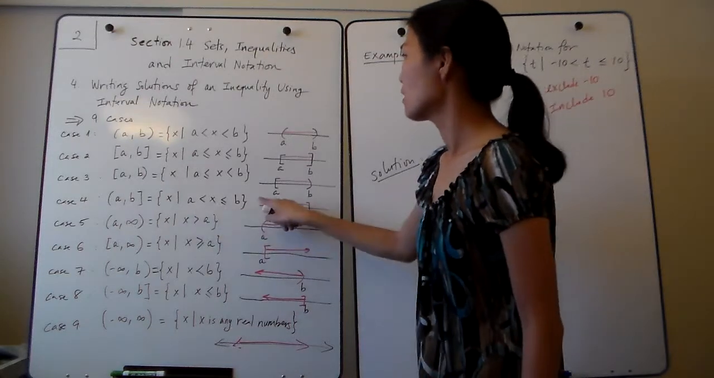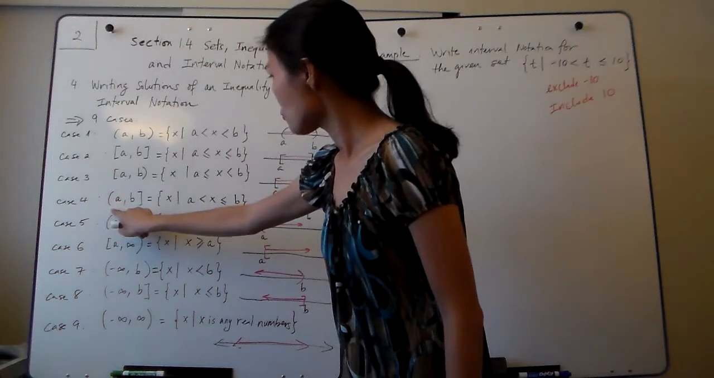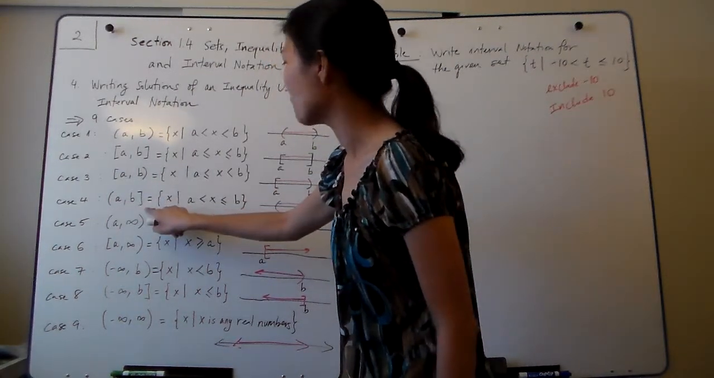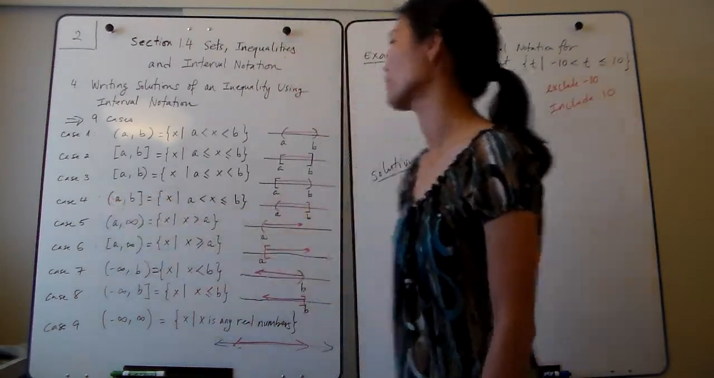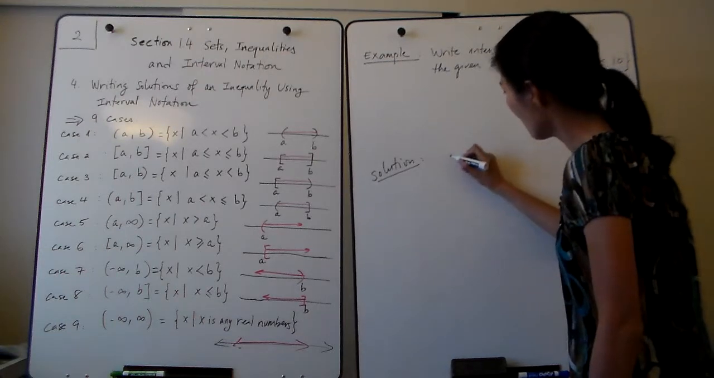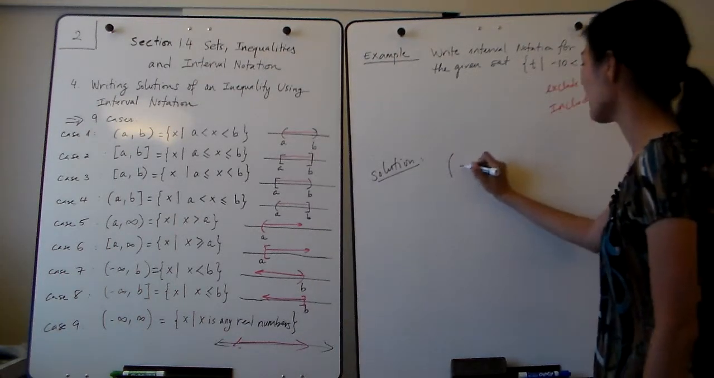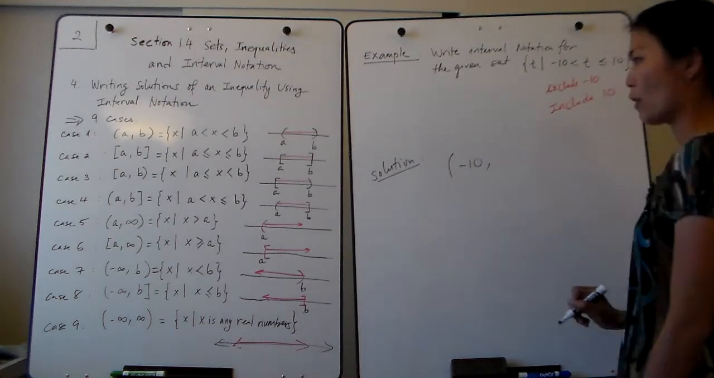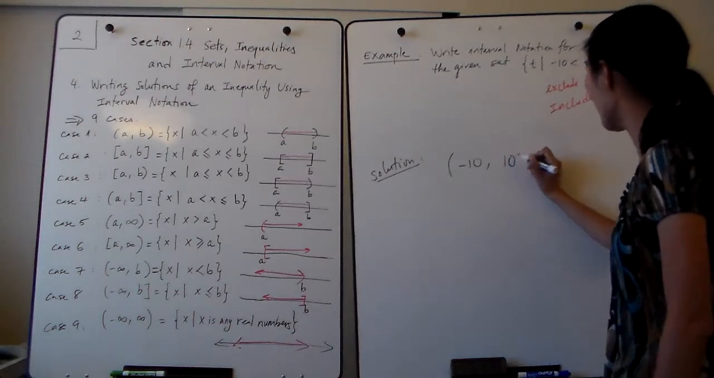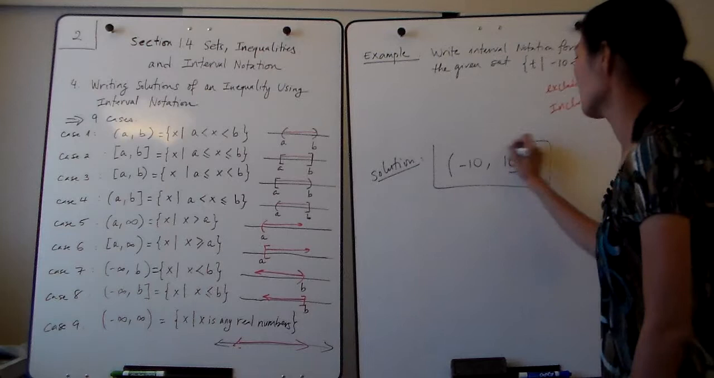So for the interval notation, we exclude the left-hand point, include the right-hand point, and solutions are between the two endpoints. So it's going to be a left parenthesis, left-hand point -10, and the right endpoint is 10, and we're including it. Okay, so this is the solution.